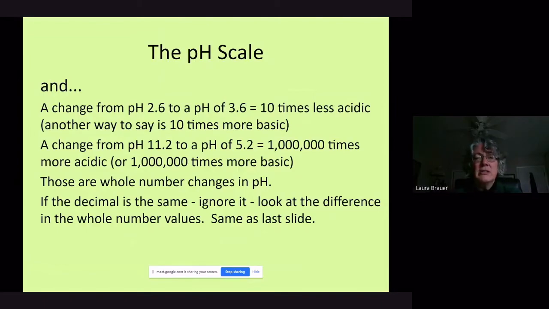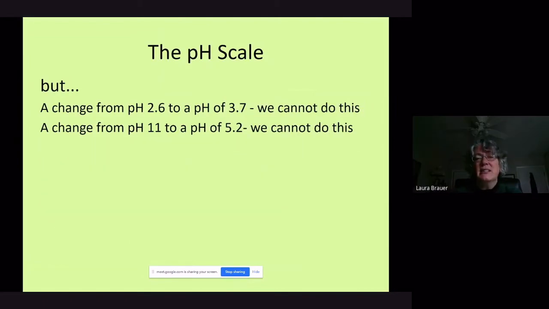One difference is, what if the decimal isn't the same value? What if I go from a 2.6 to a 3.7? Can't do that. Now we can on a logarithmic scale, but we're not going to use logarithms. So if I give you something like this, you can't do it. If I give you an 11 to a 5.2, since this is 11.0 and that's a 0.2 there, we can't do that. So we're just not going to do that.